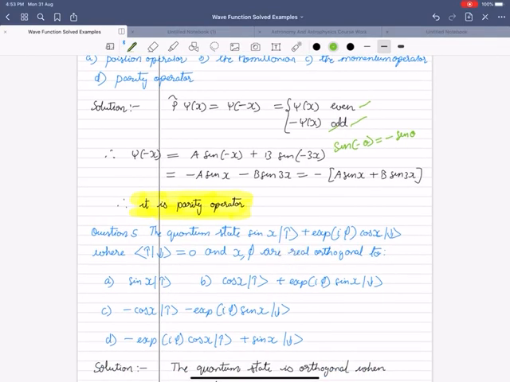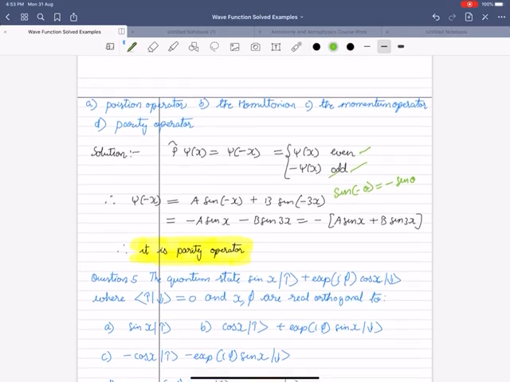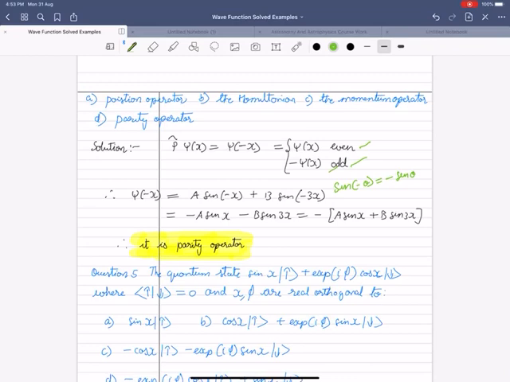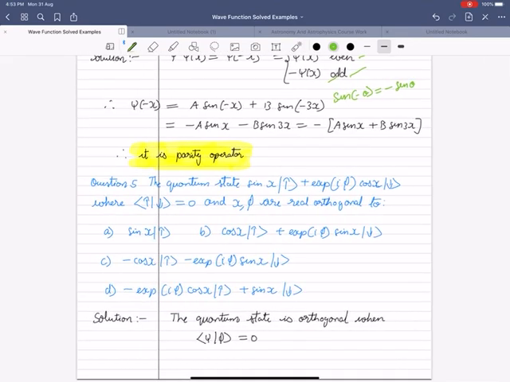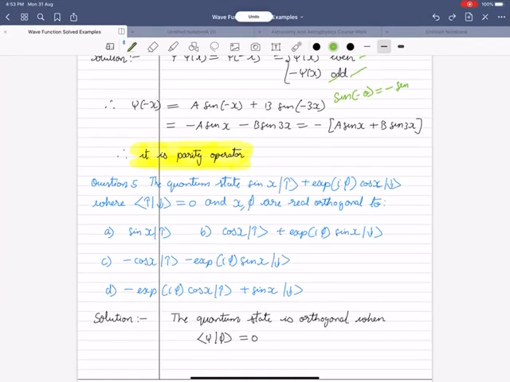So it is a parity operator. Okay, because the parity operator has the property that it changes when you apply x to minus x. So if it gives an even function or odd function, this is the property of your parity operator. So we can easily identify that it is the parity operator. Okay, so now we will move on to question number 5.